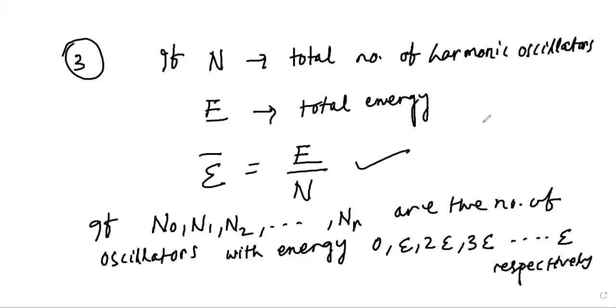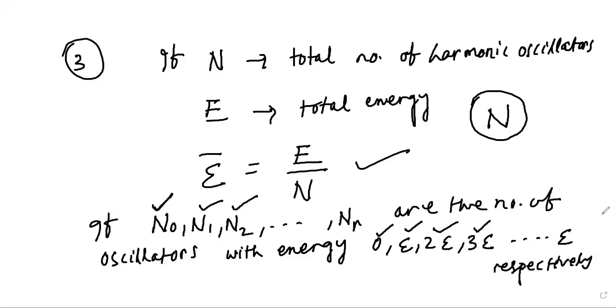So we have a total of N oscillators, in which you have n0 oscillators with energy 0, n1 oscillators with energy E, n2 oscillators with energy 2E, n3 oscillators with energy 3E, likewise, and nr oscillators with energy rE, and so on. So these are the numbers of oscillators with these values of energy, respectively, right?